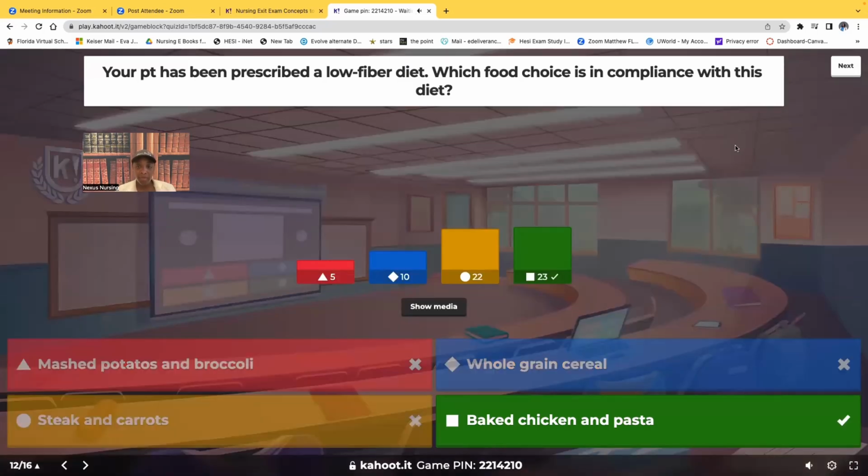Okay, so most of you by a hair chose the correct answer, baked chicken and pasta. Out of all of these choices, this is the one that's lowest in fiber. If you look at the red, mashed potatoes and broccoli's high in fiber. I just talked to you guys about that. Whole grain cereal, those grains high in fiber. Steak and carrots high in fiber. So out of all of these, the one that's lowest in fiber is going to be your baked chicken, which is high in protein, and the pasta, which is high in carbs.